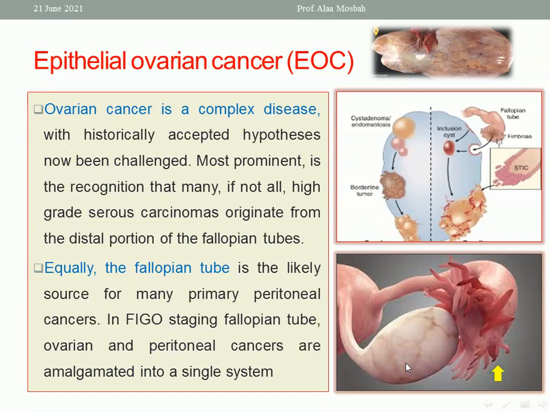That's why fallopian tube and peritoneal cancers, as regards the FIGO staging, are amalgamated into a single system: fimbrial end or fallopian tube, ovary, and peritoneal cancers.